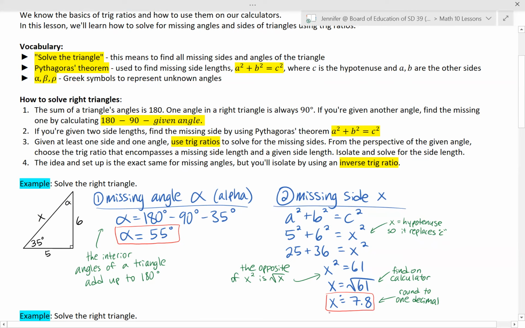So then we're done this problem. We found the two missing pieces, and we were lucky enough that we didn't have to use any trig ratios because we were given so much information.